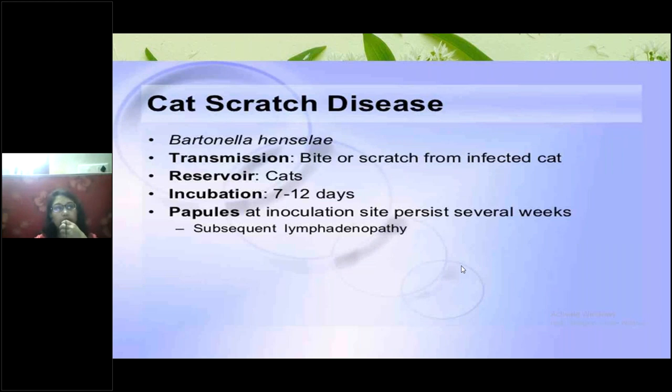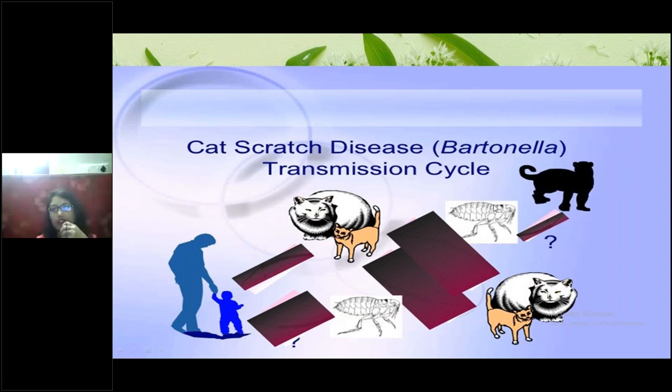So you might remember Bartonella also, it caused cat scratch disease, Bartonella henselae, through a bite or scratch of the infected cat. So subsequent to papules, lymphadenopathy can be there. So it is transmitted from the cats. Even the rat flea can be involved in this.